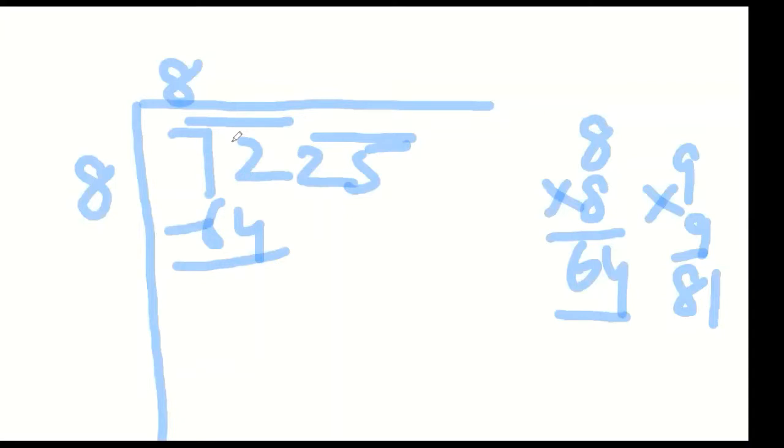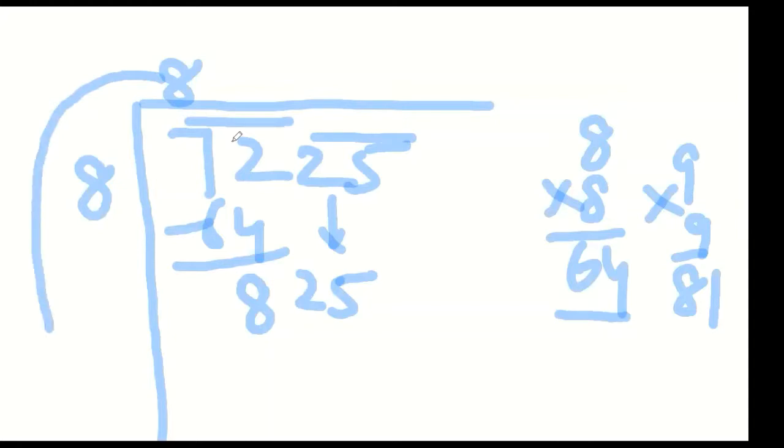72 minus 64 is 8. I bring down 25 from the top. Remember, I need to note the double from the top. What is the double of 8? 8 plus 8 is 16, and the double of 8 is 16. I write 16 here.